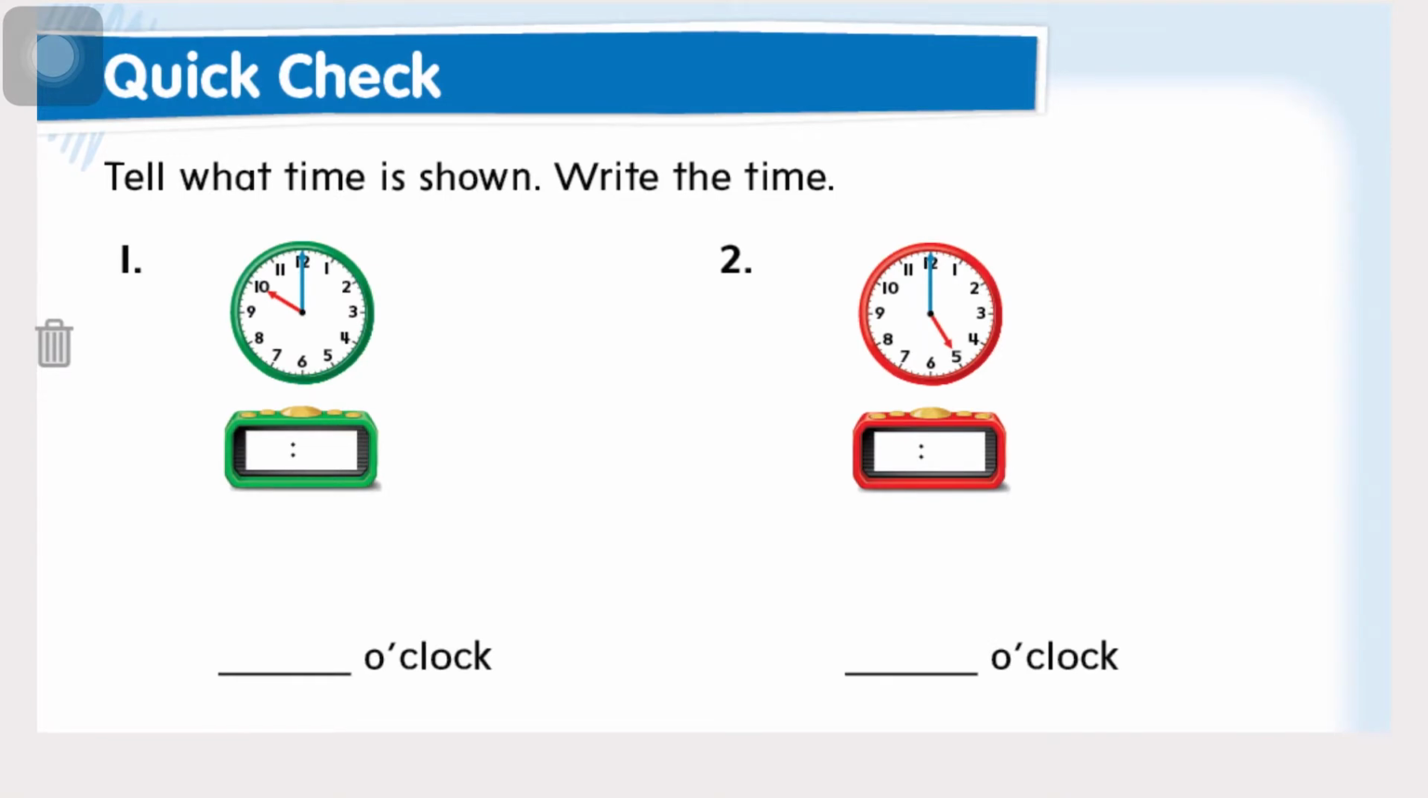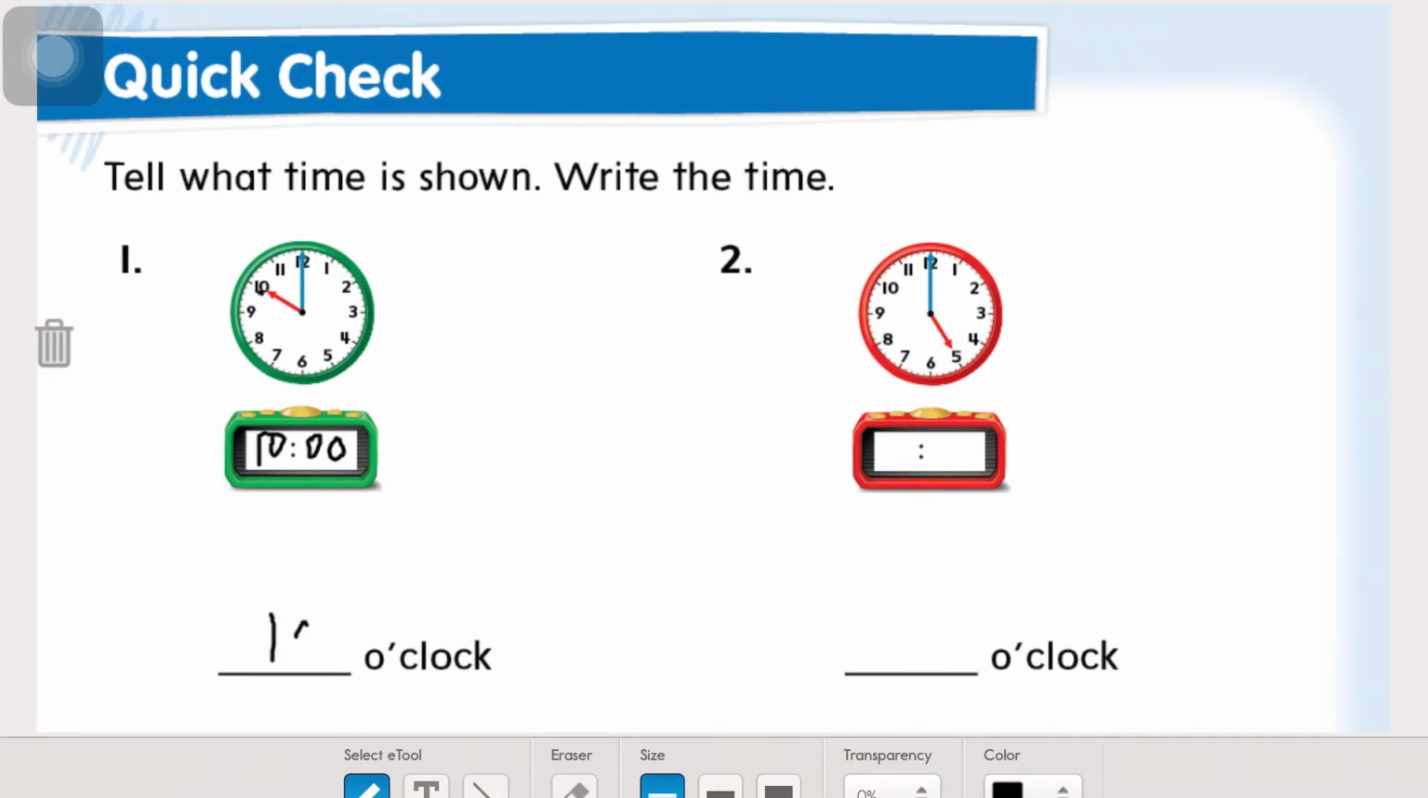What time is shown? Write the time. So we've got digital and analog clocks here. Remember from our lesson yesterday that the shorthand is the hour hand and the longhand is the minute hand. Because our longhand is on the 12, that means it is o'clock. And our hour hand is pointing to the 10, so we would say this is 10 o'clock.